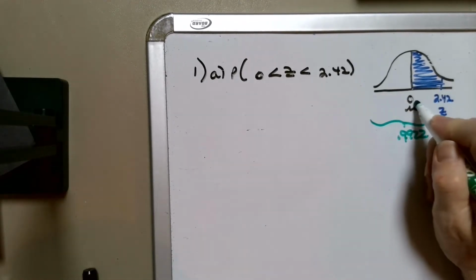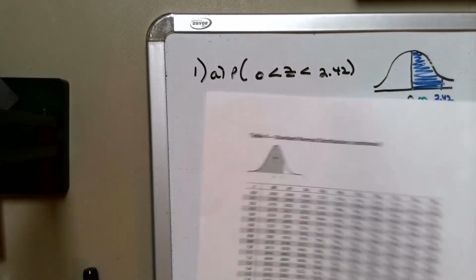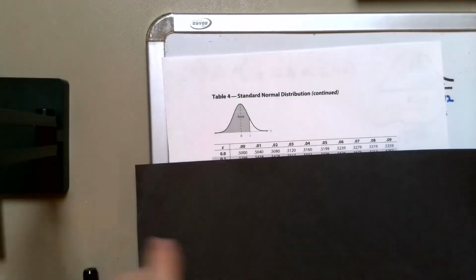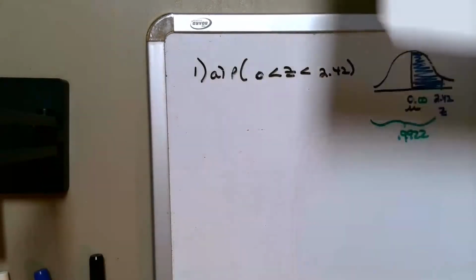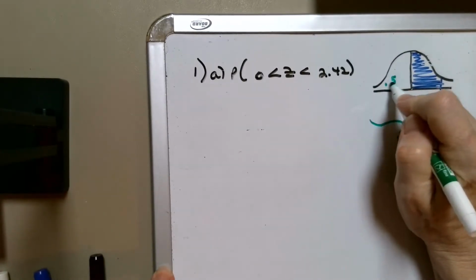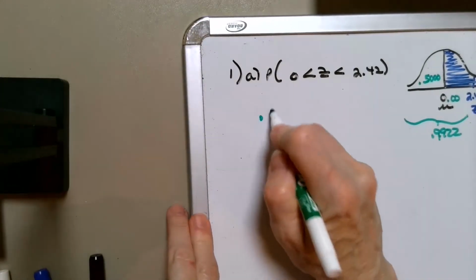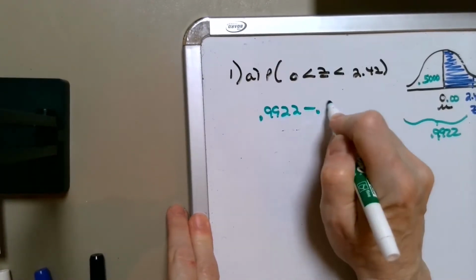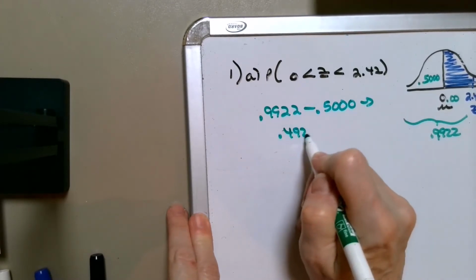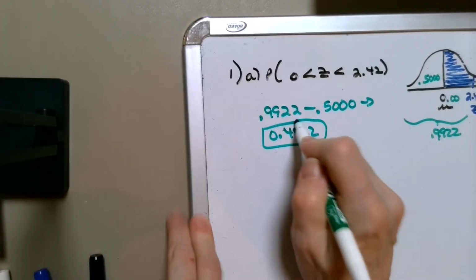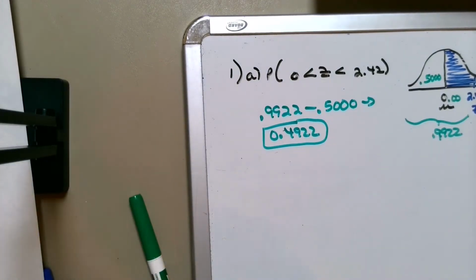And we know that if we look up a Z-score of 0.00 on either the positive or the negative Z side of the table, either way, we can find the area to the left, which is 0.5000. That's the whole left side, 50%. So from 0.9922, we want to subtract the unshaded left tail, 0.5000, which is going to give me 0.4922. 0.4922 is our answer.